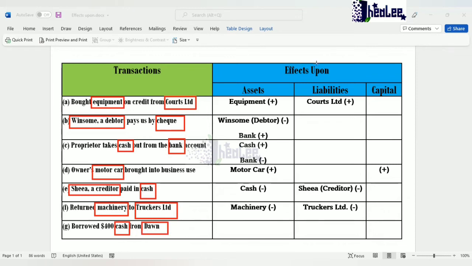Let's put them under the respective category. Cash is owned by the business. That is an asset. Cash. Is there an increase or decrease? Because we had borrowed from the individual, this person gave us the cash.